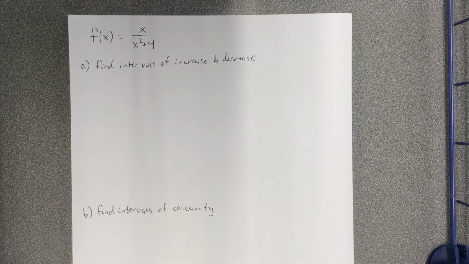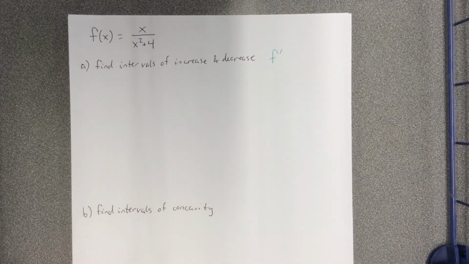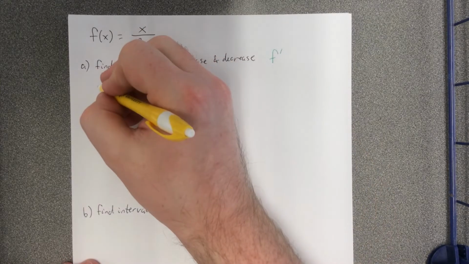So we've been given a function, f of x is equal to x over x squared plus 4. I'm interested in finding the intervals of increase and decrease, as well as the intervals of concavity. So for intervals of increase and decrease, this is where we are going to be analyzing the first derivative. So let's go ahead and start by taking a derivative.